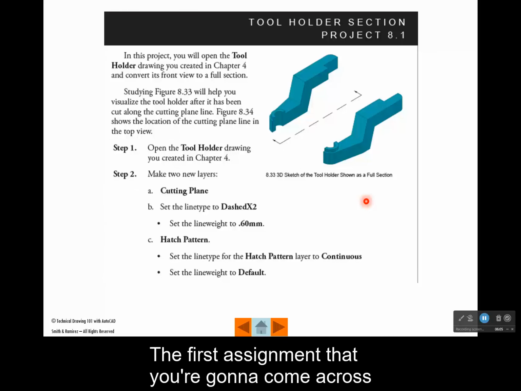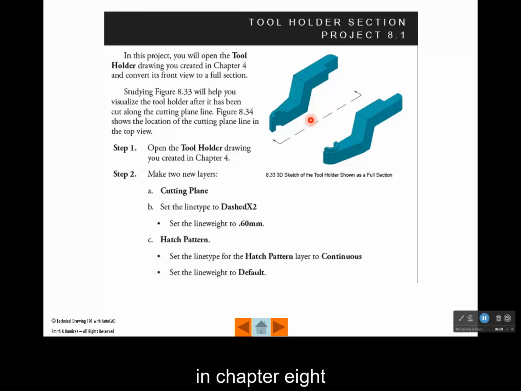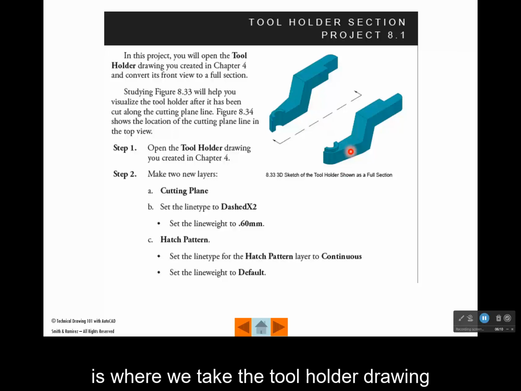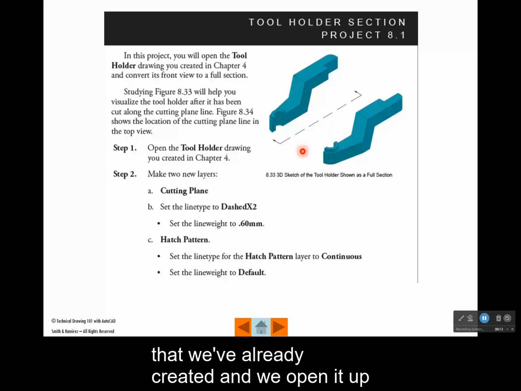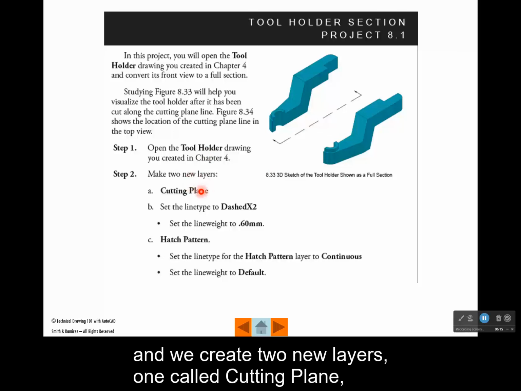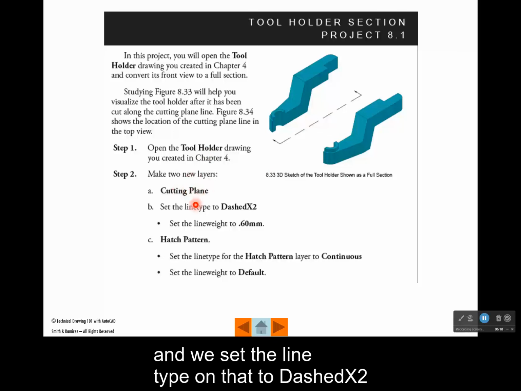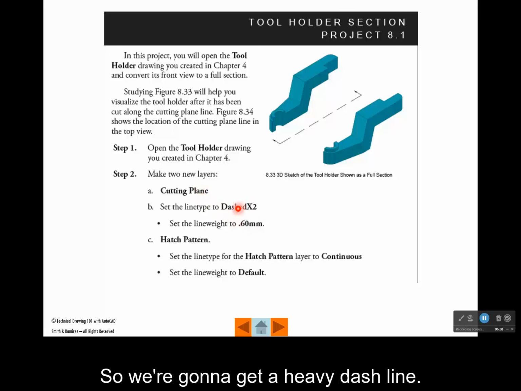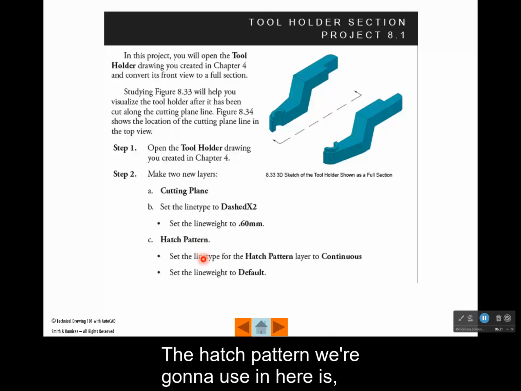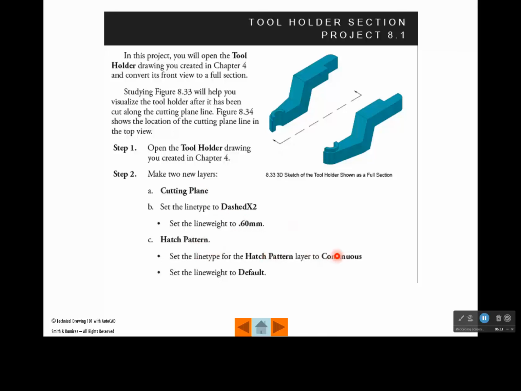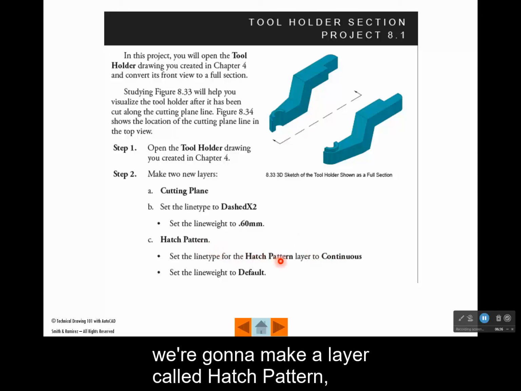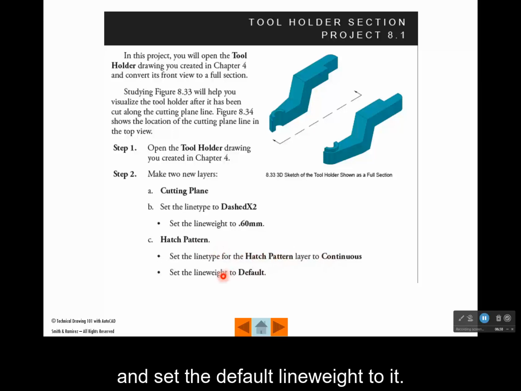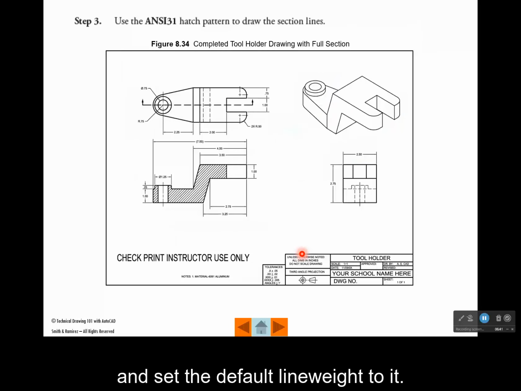The first assignment that you're going to come across in Chapter 8 is where we take the tool holder drawing that we've already created and open it up, and we create two new layers, one called cutting plane. We set the line type on that to -x2, and we set the line weight of that line to 0.6 millimeters. So we're going to get a heavy dash line. The hatch pattern we're going to use in here is we're going to make a layer called hatch pattern. We're going to set it to continuous and set the default line weight to it.